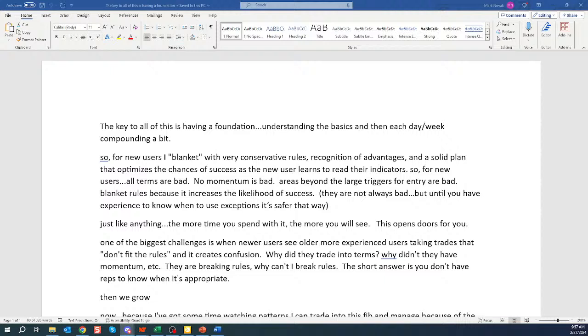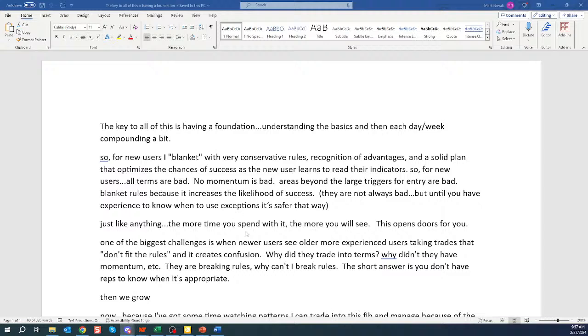And that's what I'm going to force you into believing. Not really force you, but I'm going to get you thinking this way as a brand new user. And what it does is it gets you thinking in terms of advantages. And we do this blanket because it does increase the likelihood of success. It pulls a lot of opinion out of the mix. But they're not always bad. But until you have the experience to know when to use the exceptions, it's just safer this way. The odds of you winning go up exponentially.